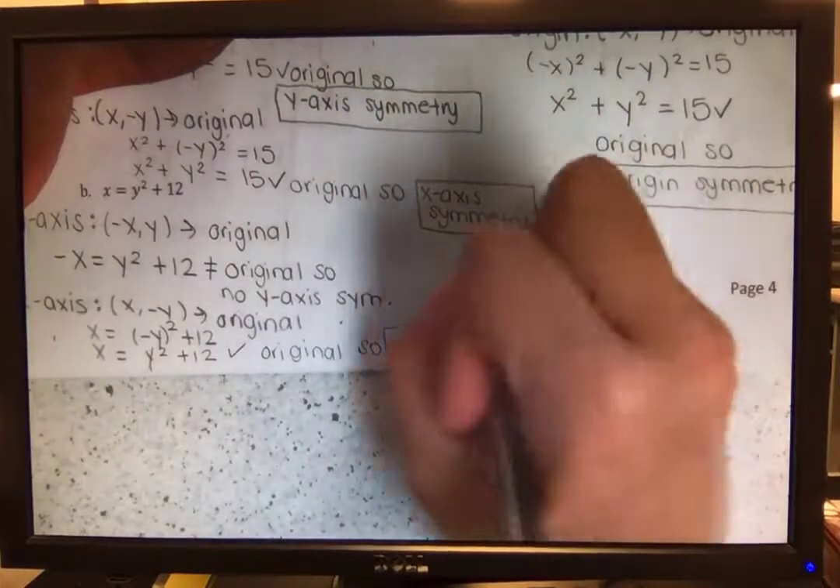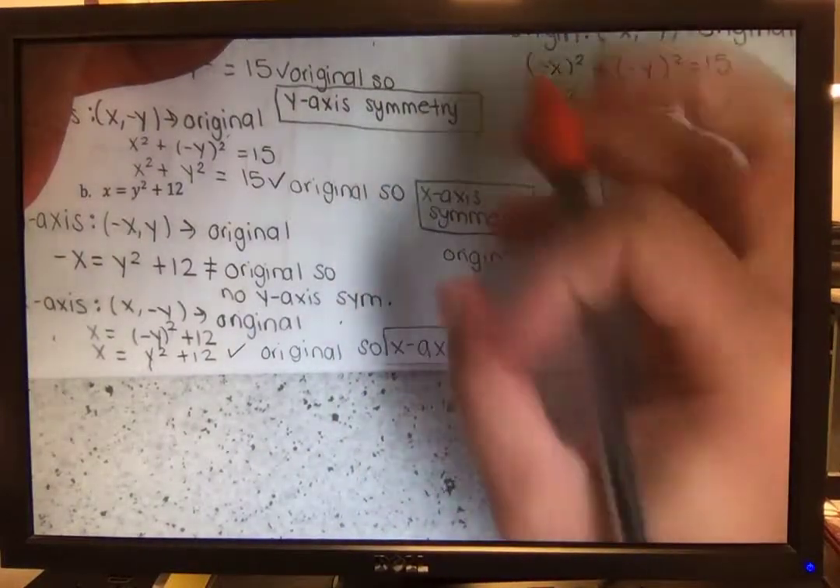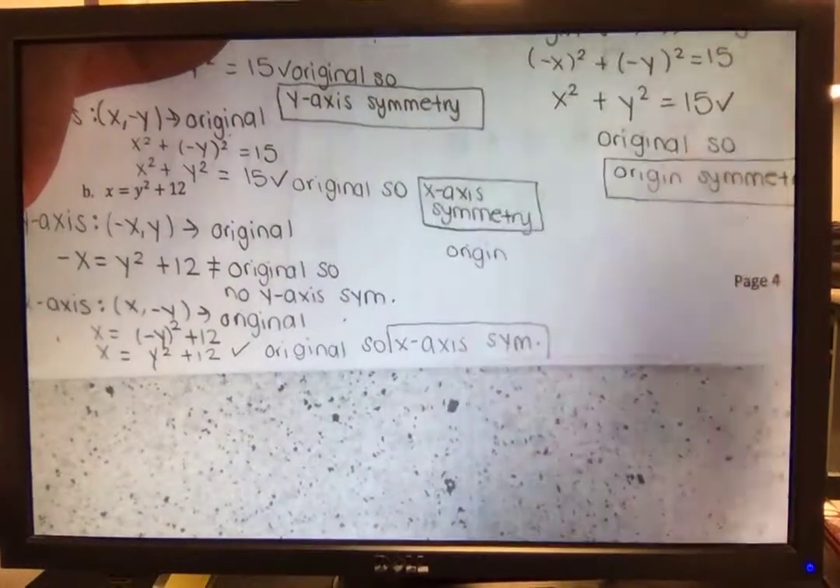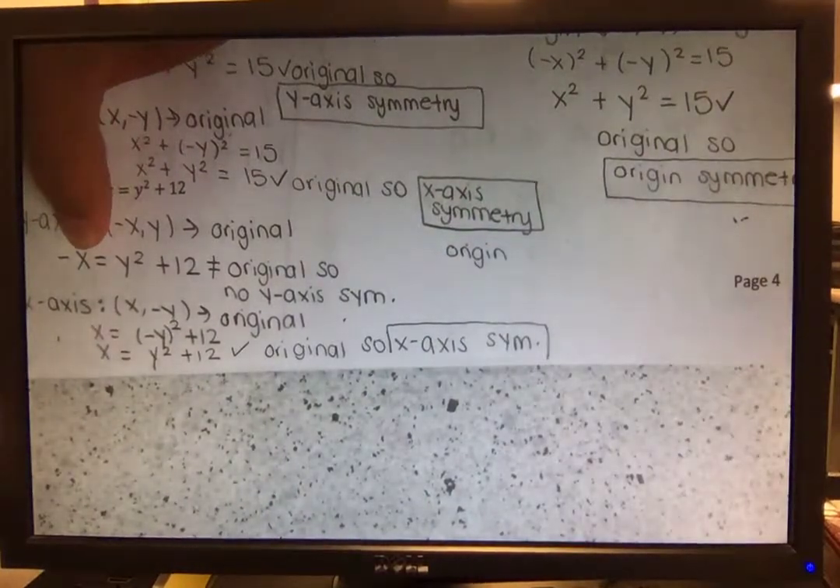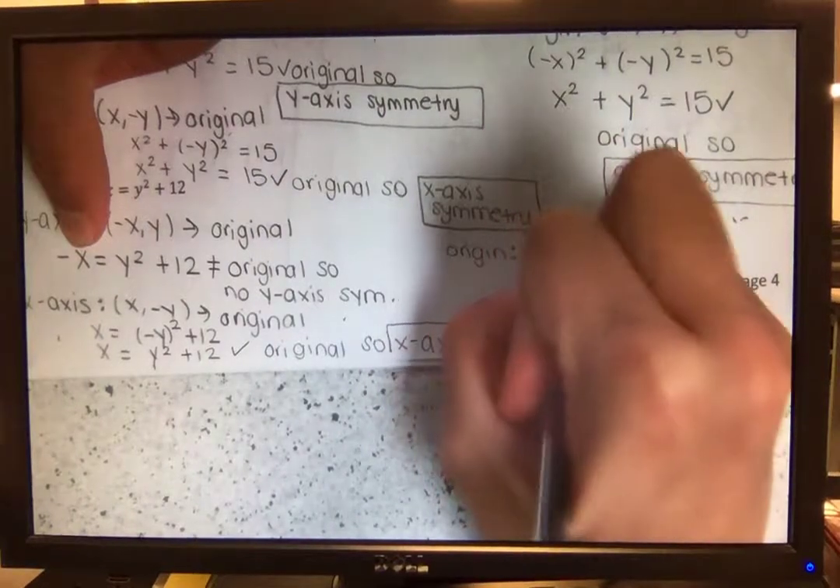And then last but not least, testing to see if we have origin symmetry. In the back of my mind, I'm thinking, okay, we plugged in negative x, it didn't work, so it's probably not going to work again. But let's just make sure, because there are some special cases where it does work.